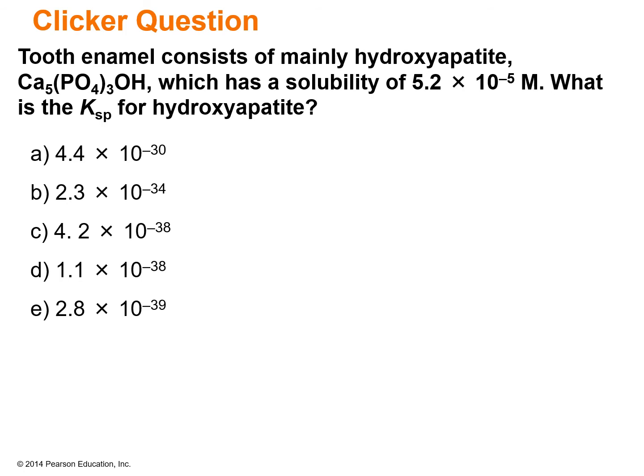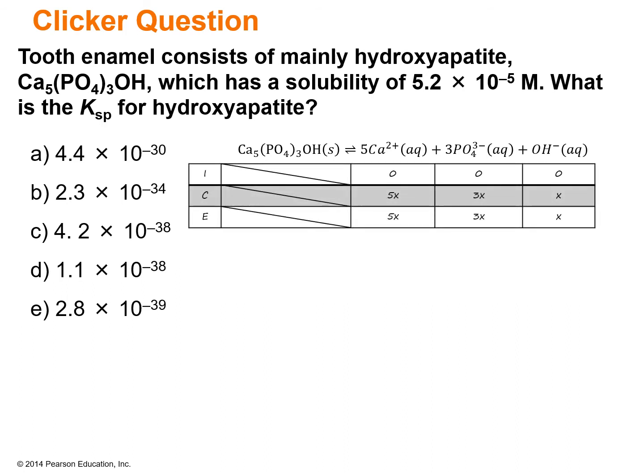So if we set up the ICE diagram, which then generates that KSP and X relationship, then we should be able to plug in our value for the molar solubility into that X, and we should be able to solve for the KSP. So I write out the equation here for the dissociation of this particular salt into all of its constituent species. And then I set up my ICE diagram, and it's a whopping mess. We end up with 5X for calcium, we end up with 3X for phosphate, we end up with X for hydroxide under the change row.